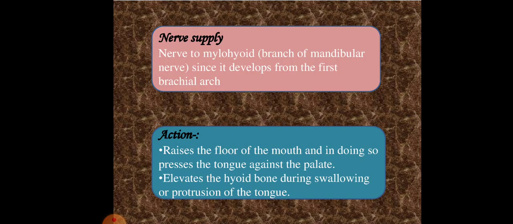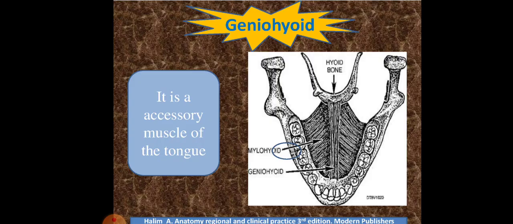Then the nerve supply of this muscle is again from the mandibular nerve, which is the branch of the trigeminal nerve, that is the fifth cranial nerve. Action we have discussed, that is raising the floor of the mouth, and in doing so it presses the tongue against the palate, and it elevates the hyoid bone during swallowing or protrusion of the tongue. Next we have the geniohyoid muscle.